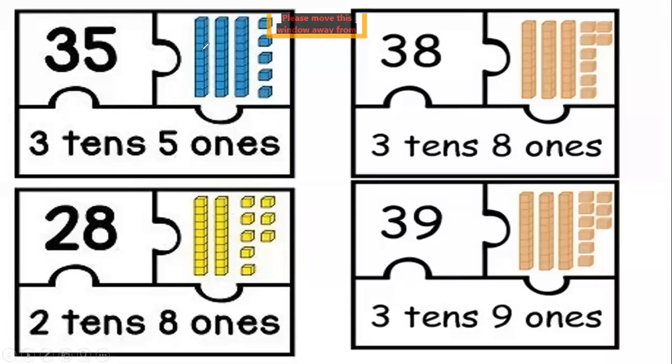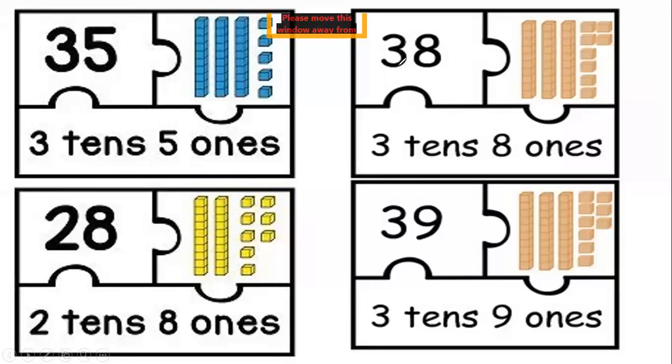we have 3 as tens. As you can see the model here, we have 3 tens and 5 ones. So we rewrite it as 3 tens and 5 ones. So 3 tens and 5 ones becomes the number 35.